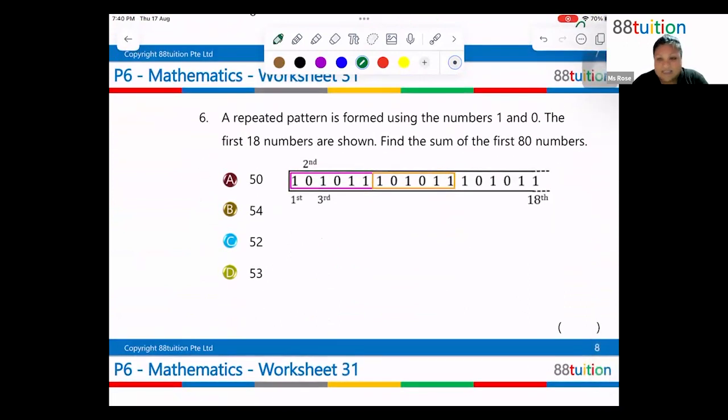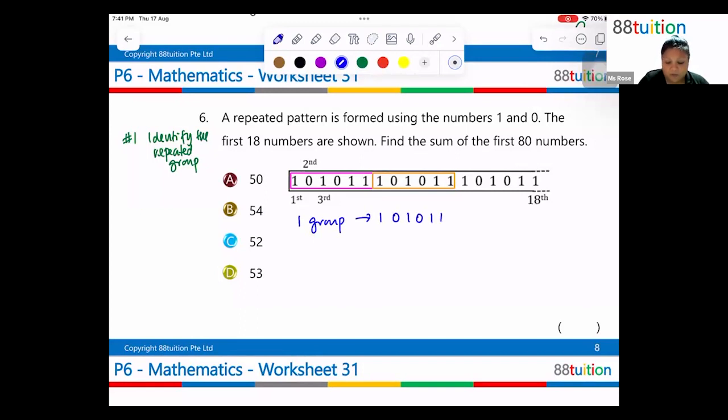Now, question 6. In question 6, what's the first thing that you need to do? Identify the repeated group. First thing you have to do is identify the repeated group. So what I've done is to identify the repeated group, and the repeated group has how many? One group is made up of 1, 0, 1, 0, 1, 1.